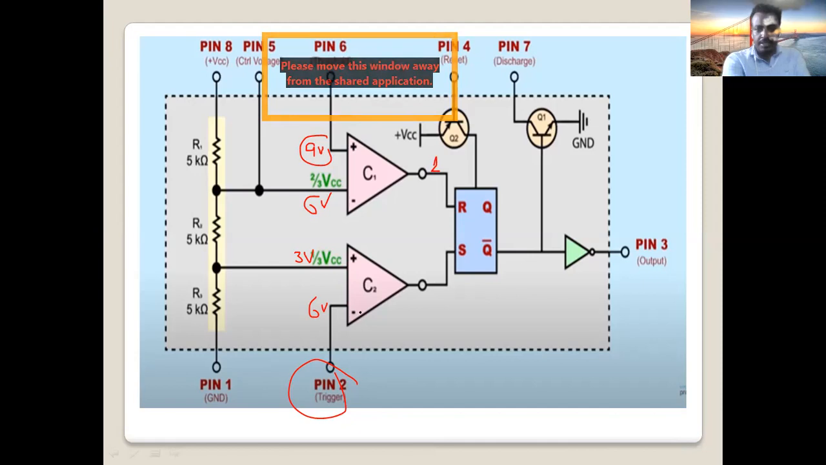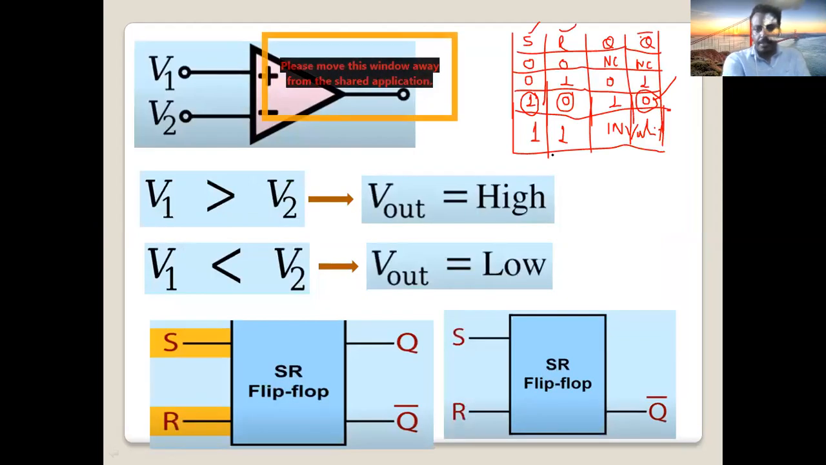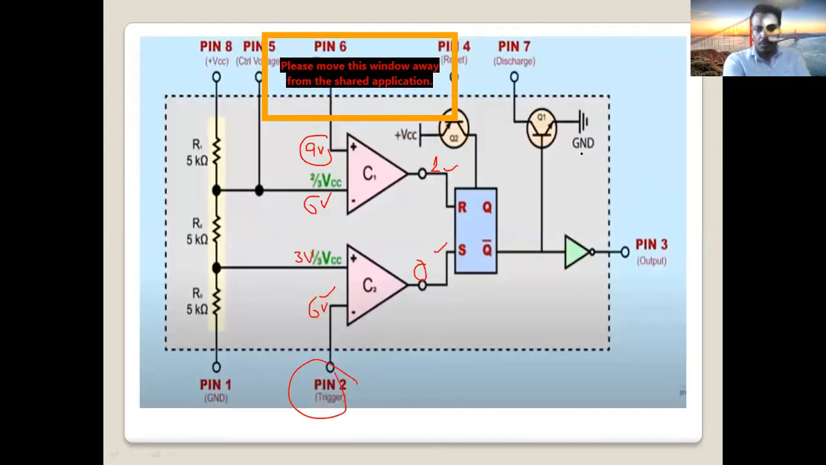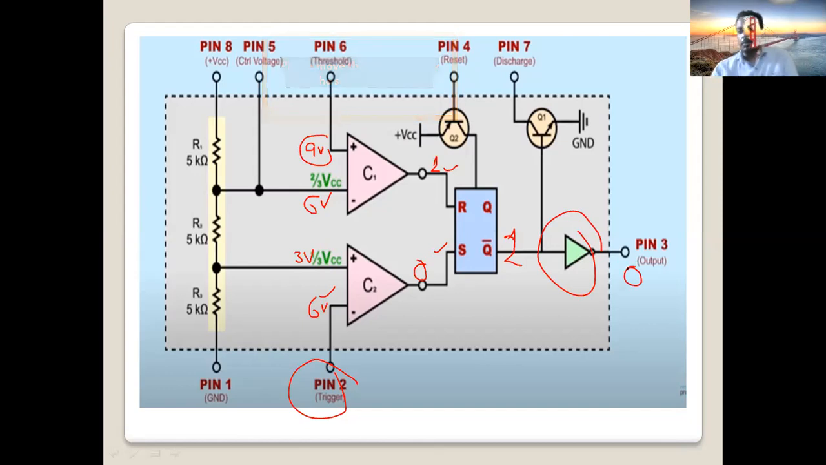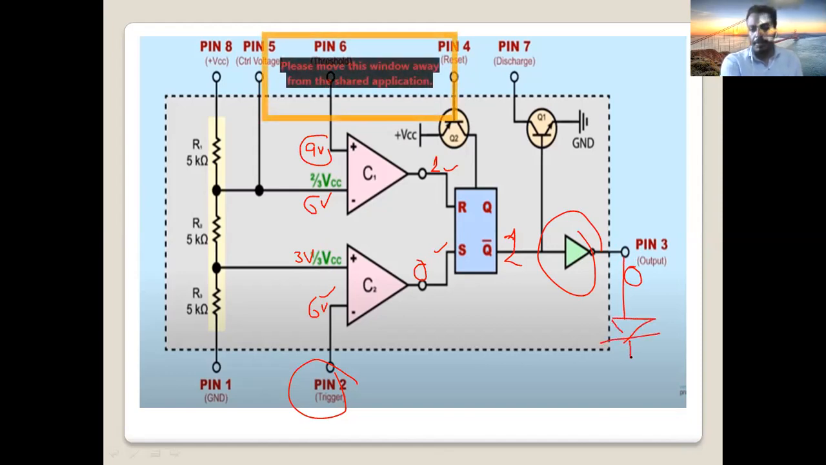How about here? Which one is larger? The negative is larger. Negative is 6, positive is 3. So negative larger means it will be 0. Now, reset is 1, set is 0. What will be the output of the flip-flop? Reset is 1, set is 0, so Q bar will be 1. Then there is the inverter here. If you apply 1, what will be the output? 0. Output will be off. If you connect a light emitting diode or a bulb here, what will happen? The light will be off. Okay, so this is how a 555 timer block diagram works.